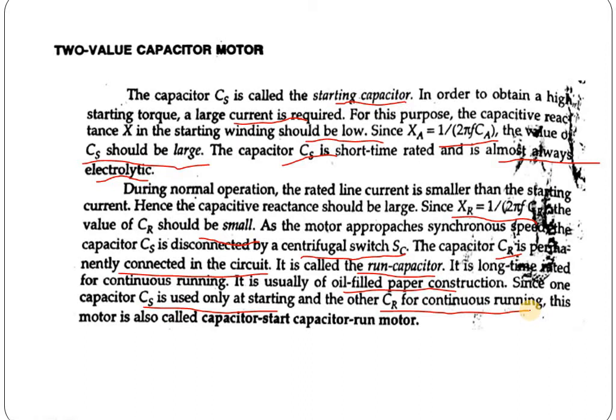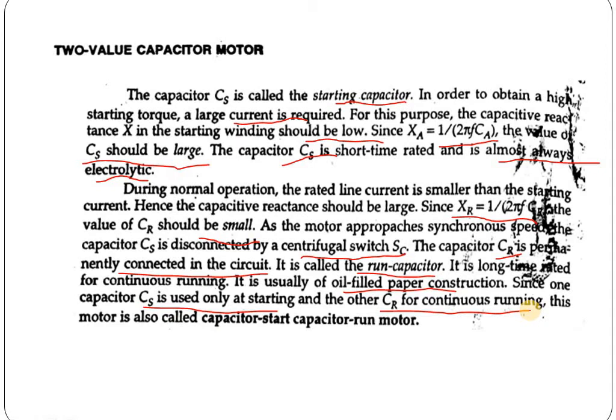And after a certain time, when the motor reaches 70% of its speed, the starting capacitor (CS) will be removed and only the running capacitor will be present. That means when we add this extra capacitor, smooth running of the induction motor is possible. And this type of motor is very efficient.